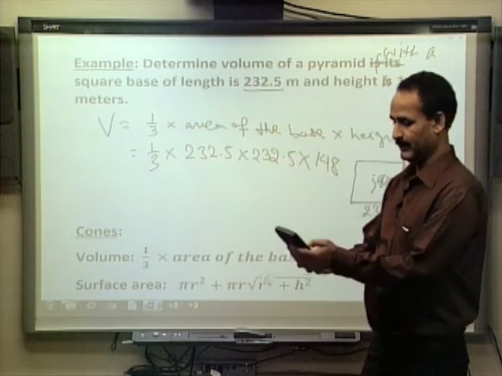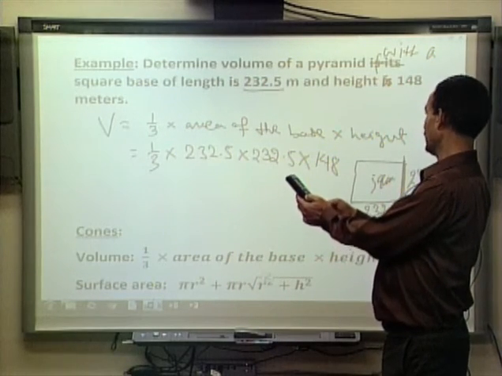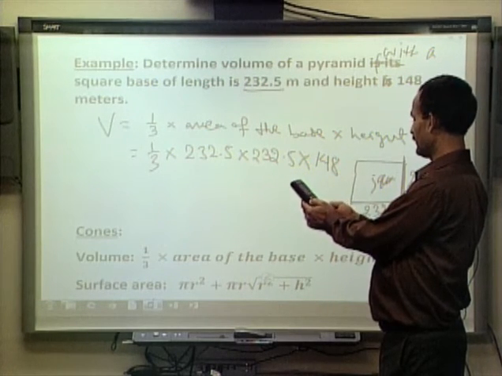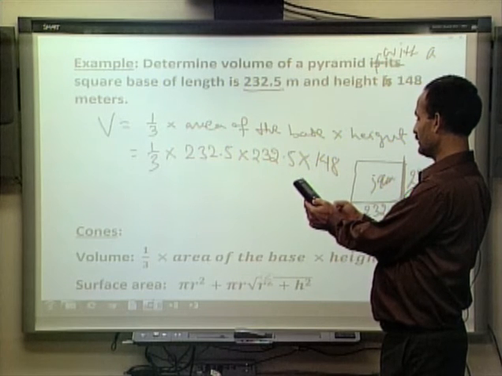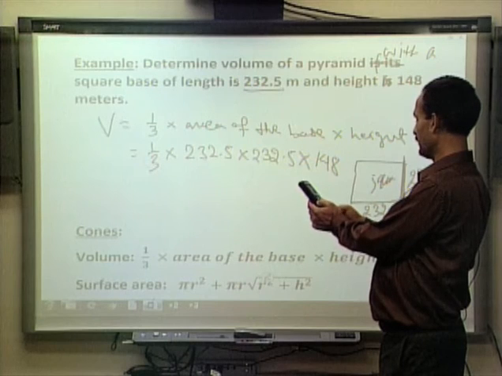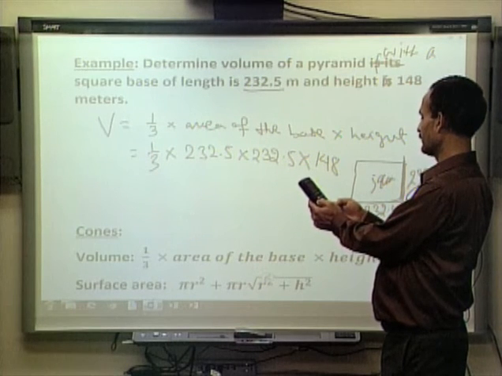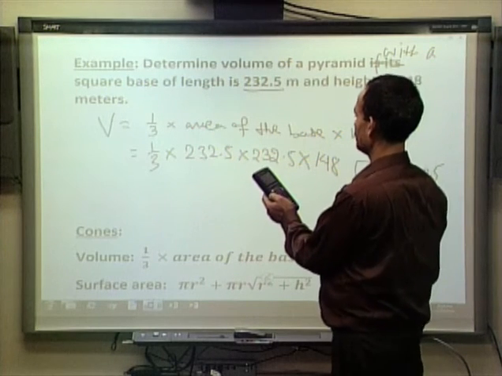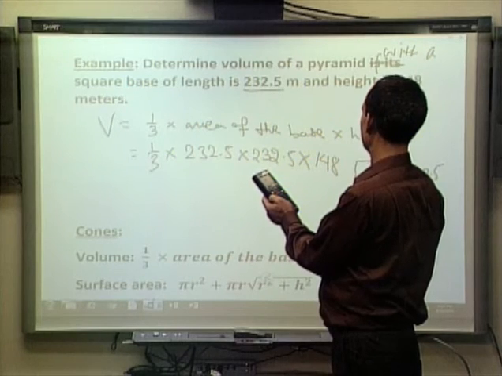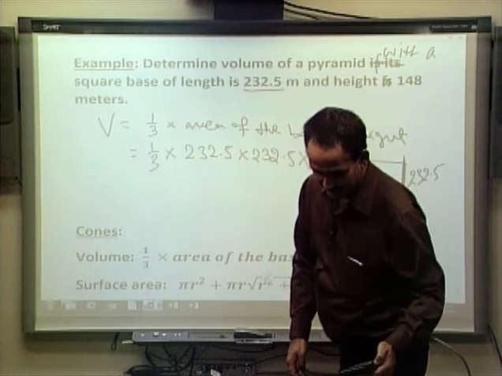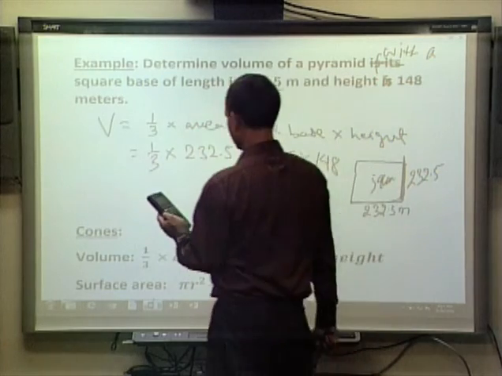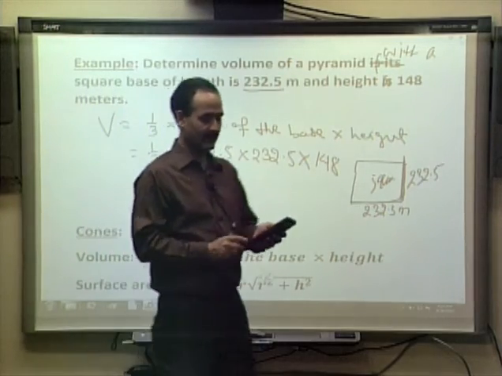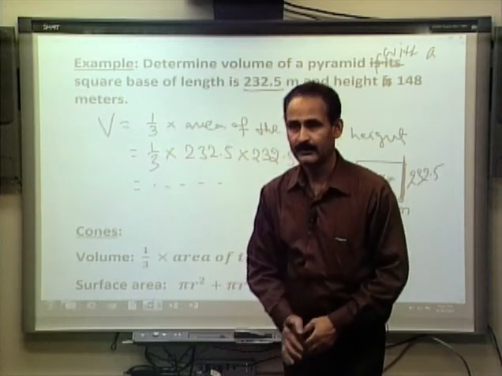So, well, let us find it out. One-third times 232.5 times 232.5 times 148. That is a huge number. My calculator is not displaying here, so I will let you do this multiplication and find that number.